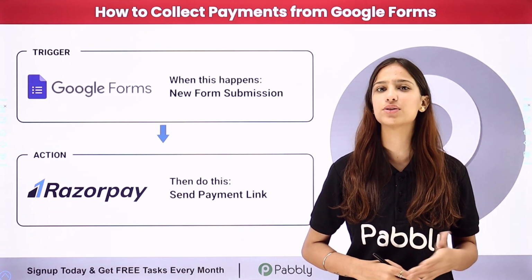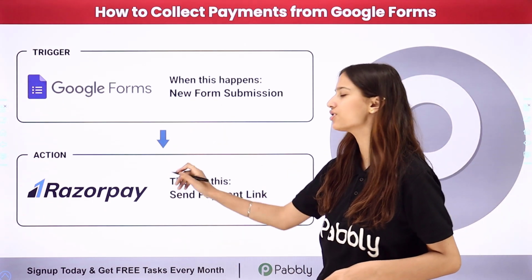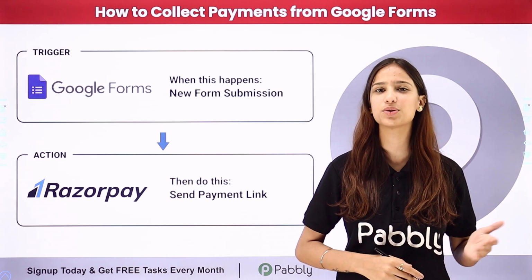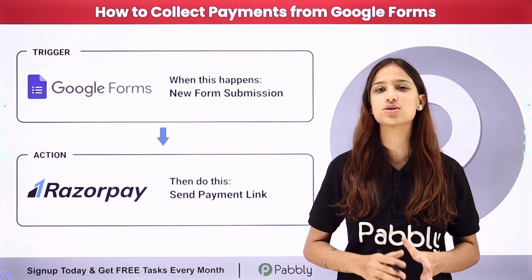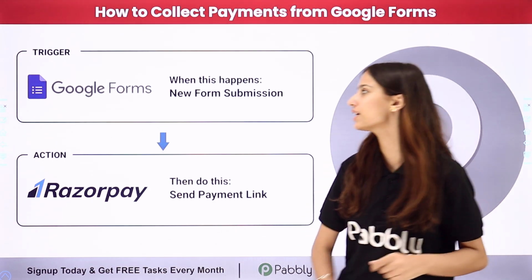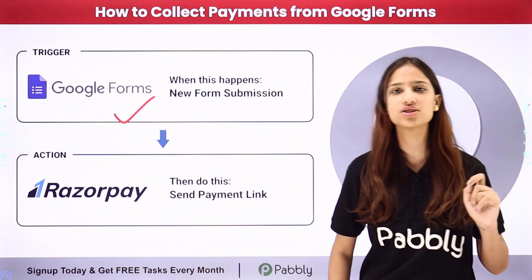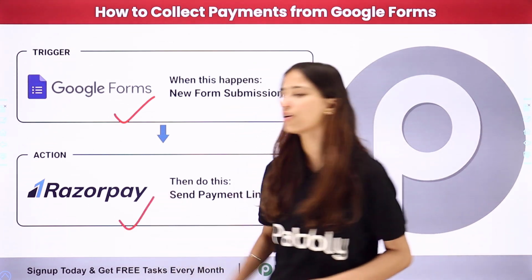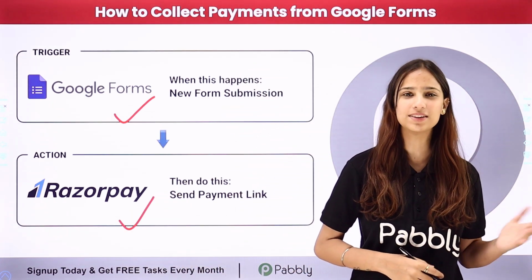Now to do this, I need to set up a connection between these two applications, for which I'm going to use this amazing automation software, Pably Connect. Pably Connect follows the concept of trigger and action. Here, my trigger application will be Google Forms and my action application will be Razorpay. If you want to learn more about this, follow me through the screen.